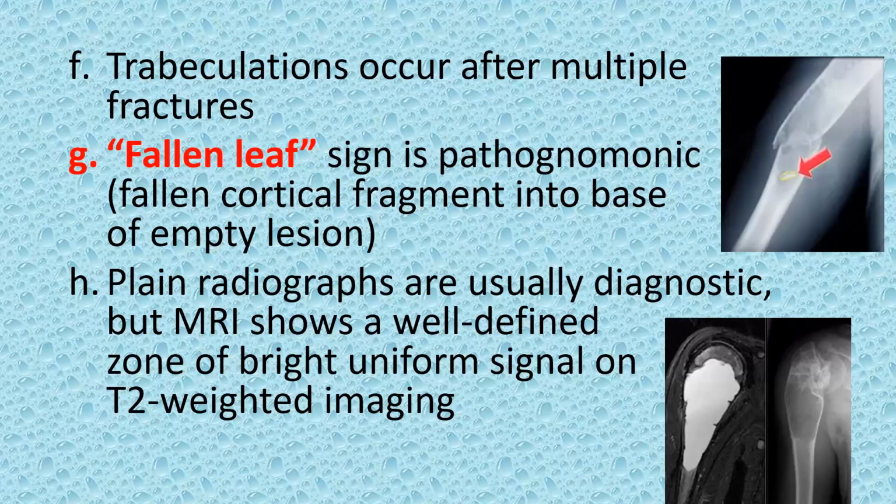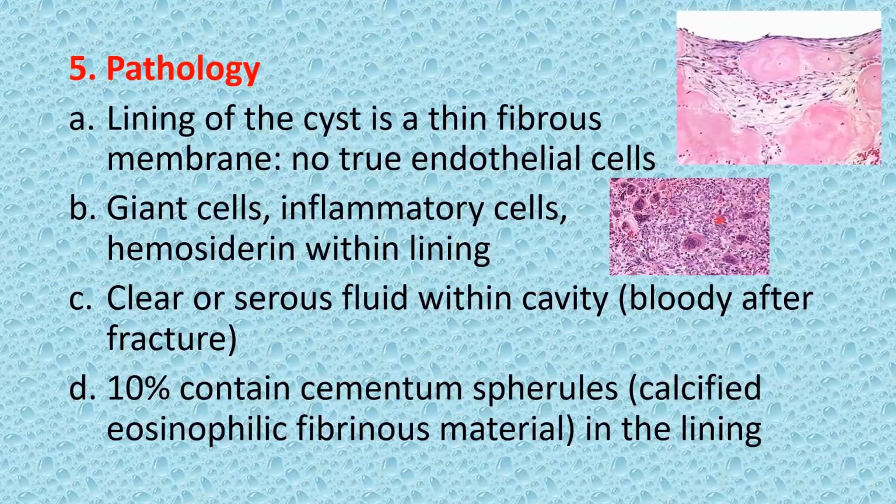Pathology: the lining of the cyst is a thin fibrous membrane. There are no true endothelial cells. There are giant cells, inflammatory cells, and hemosiderin within the lining, with clear or serous fluid within the cavity, bloody after fracture. 10% contain cementum spurious, calcified eosinophilic fibrinous material in the lining.